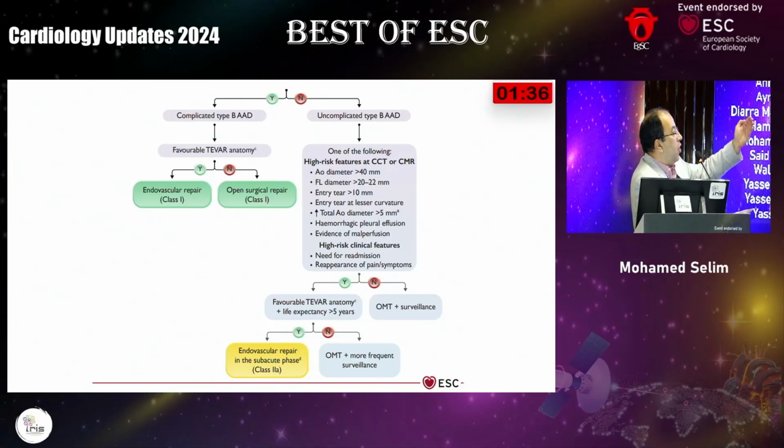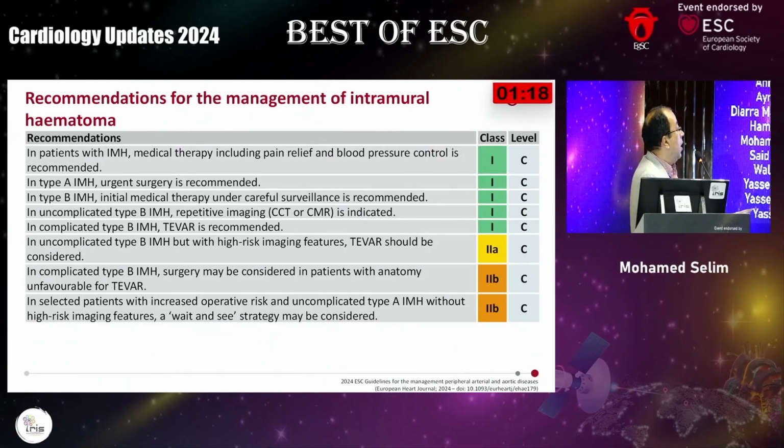Also, one of the following high-risk features, like the diameter of the false lumen, aortic diameter, entry tear, or high-risk clinical features, will favor TEVAR versus only conservative management with optimal medical treatment and a wait-and-see approach.